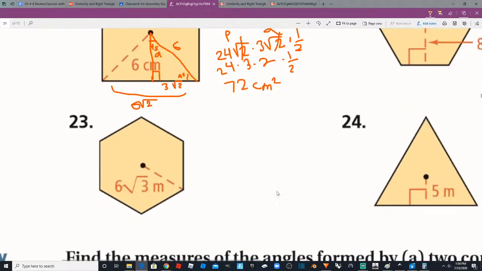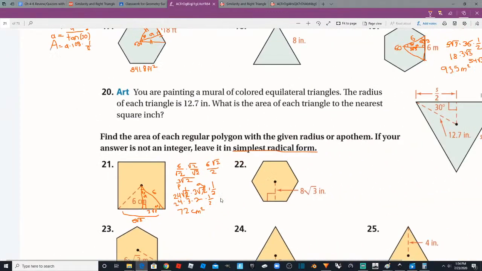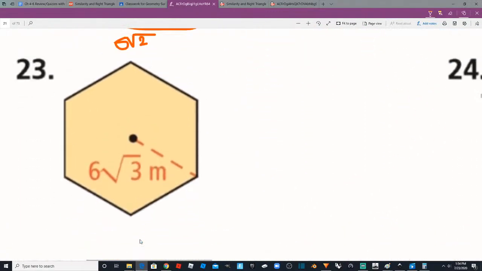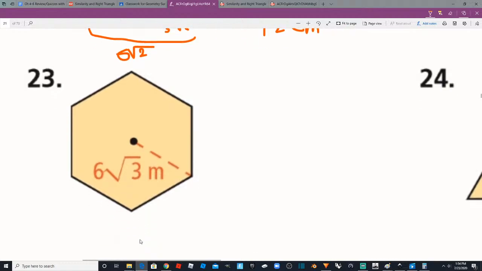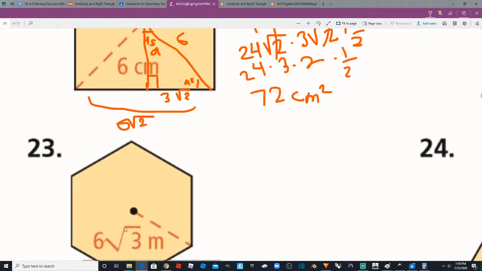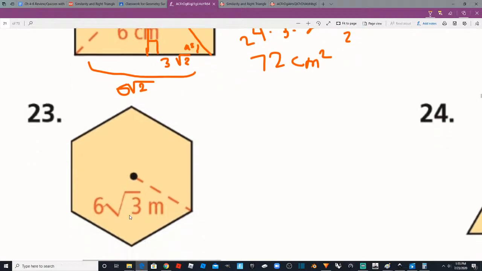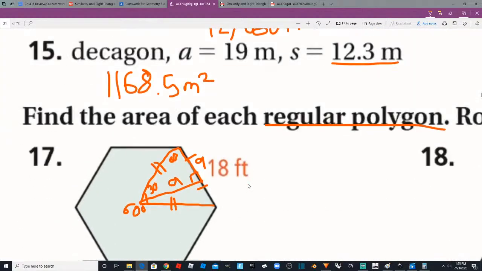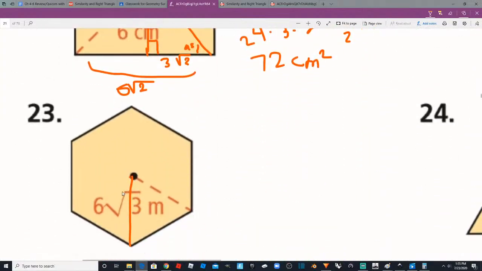Actually it's okay, because we're just going down. So 21, go with 23. Now we have a hexagon, which means we have to divide the central angle by 6. We have to find the central angle using the formula, which is 360 divided by 6. That equals 60. This is the same problem we did up here. Not the same problem, but we still have the same shape and the same angles.